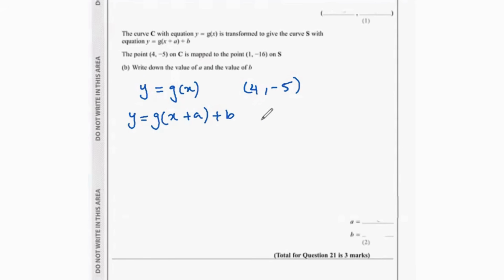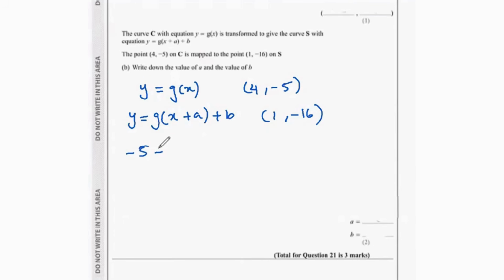Then curve C with equation y equals g of x is transformed to give the curve S with equation y equals g of x plus a plus b. The point 4, -5 on C is mapped to the point 1, -16 on S. Write down the value of a and b. So we had y equals g of x on curve C, where the point was 4, -5. S was y equals g of x plus a plus b, where the point became 1, -16. As you can see, something was added to x and the function.